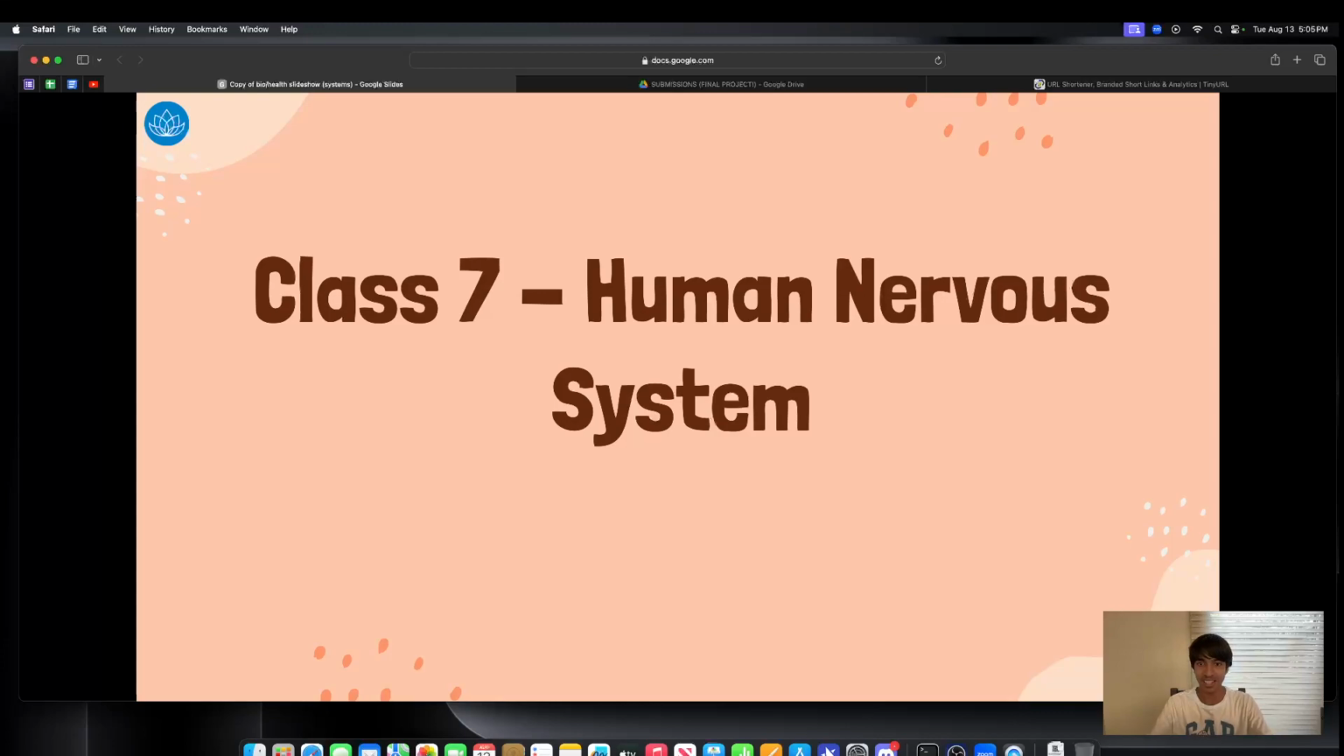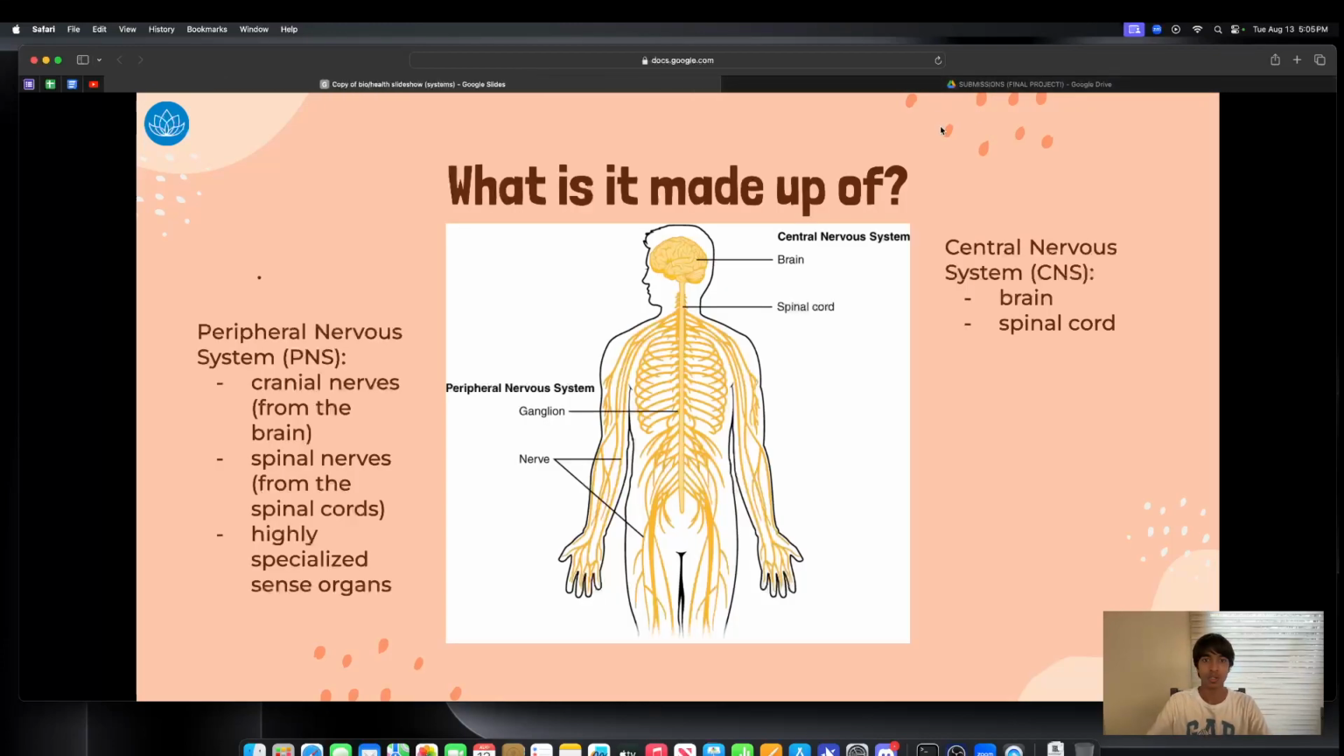So our class 7 is about the human nervous system. What is it made up of? The peripheral nervous system, the PNS, which has cranial nerves from the brain, spinal nerves from the spinal cord, and highly specialized sense organs, and the central nervous system, which carries from the spinal cord to the brain. Please copy this image down because this is very important, especially for human anatomy.